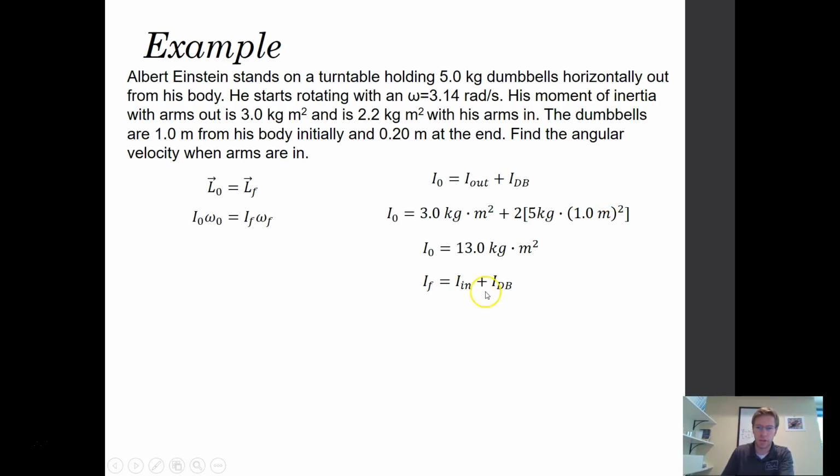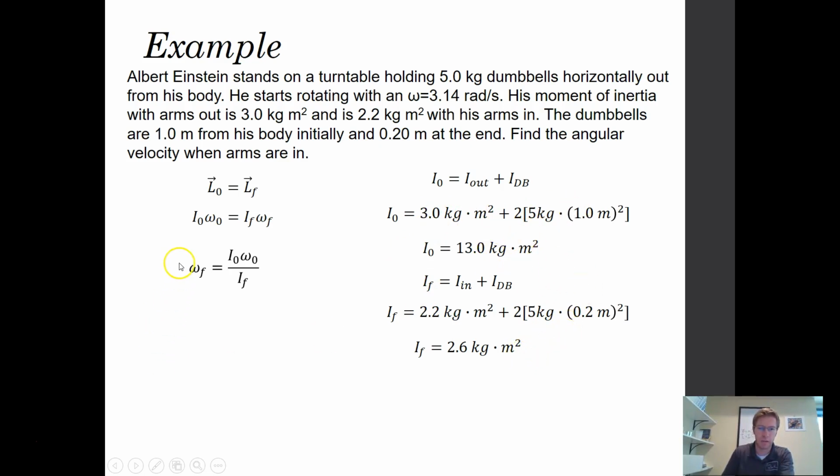Now in the final situation, similar process, we use the body, 2.2 kilograms times meter squared, plus 2 times the mass of the dumbbell, since there's two dumbbells, at 5 kilograms each, and then multiplied by their distance squared, which in this case is 0.2 meters squared. Doing the math, we get 2.6 kilograms times meters squared. So notice, with just his body, it's a relatively small change in the moment of inertia, but when you add those dumbbells, you get a much larger change.